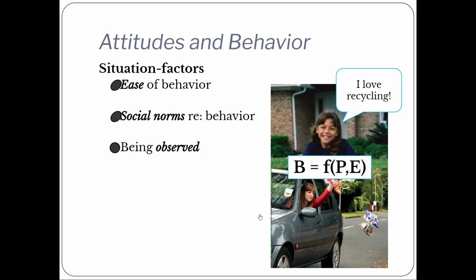Being observed affects whether we behave consistently with our attitude, especially if the observer knows about our attitude. Why? Because we don't want to be viewed as a hypocrite. If you say that you love recycling and your friend knows that, and then they see you throwing a recyclable into the trash can, you might be viewed as a hypocrite. So you don't want that to happen, and you would be more likely to recycle when a friend sees you doing it.